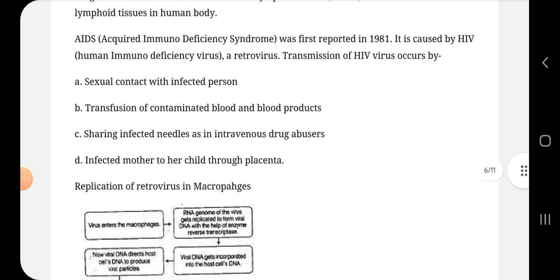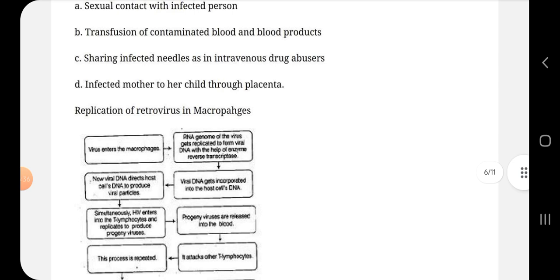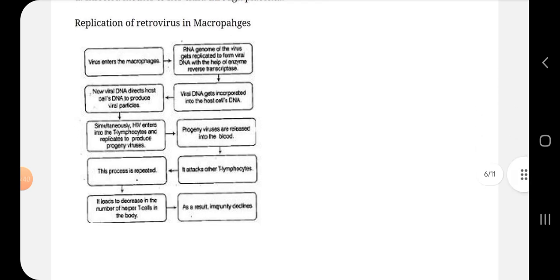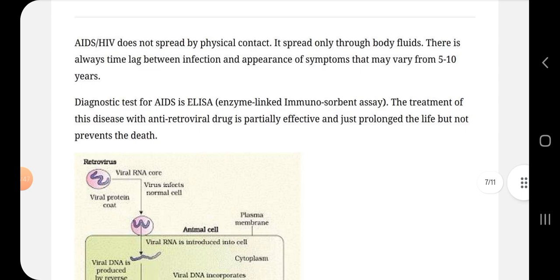AIDS was first reported in 1981, caused by HIV. It is a retrovirus. Transmission of HIV occurs by sexual contact with an infected person, transfusion of contaminated blood, sharing infected needles, and from an infected mother to her child through the placenta. This is the replication of the retrovirus in macrophages. AIDS does not spread by physical contact, it spreads only through body fluids.